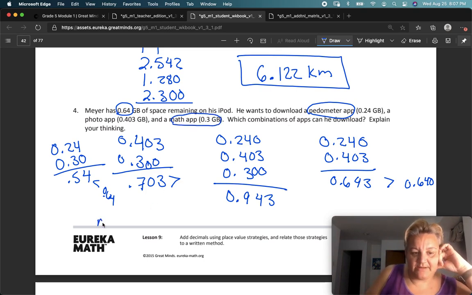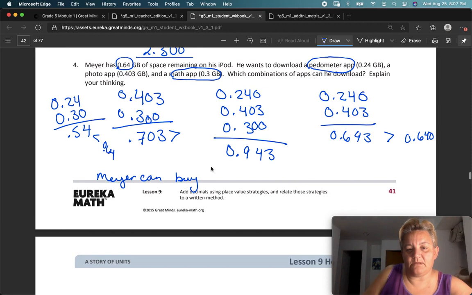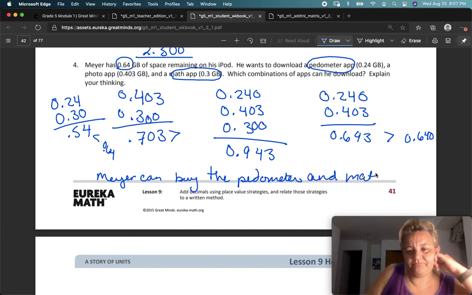So Meyer can buy the pedometer and a math app, or just the photo app, because if he combines that with another one, it's going to be too much.